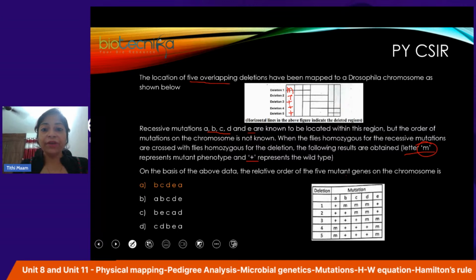Now, in the same way, find out what will be the expression of a gene which is present in the second segment. So it is deleted in 1 and 2. That means in both situations it will be minus, minus, whereas for the rest it will be plus, plus, plus. Similarly, for any gene present in the third segment it will be minus, minus, and then plus, plus.